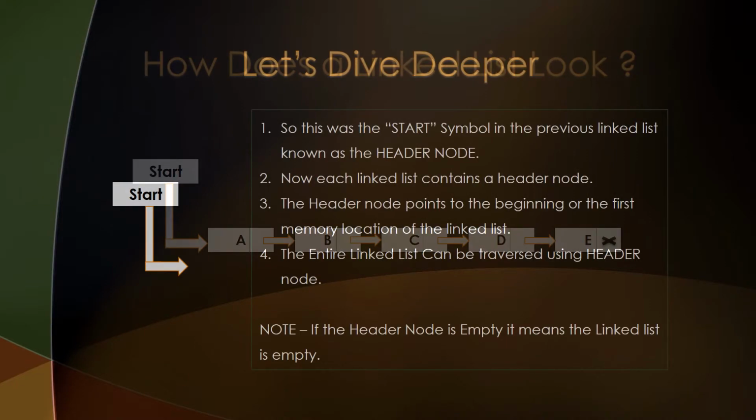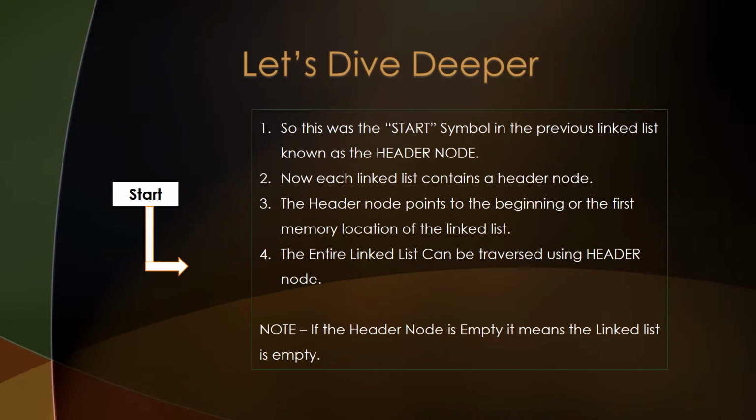So now let's begin. The first is the start or the header node. As we have seen previously in the linked list, there was a start or header node. This header node points to the first node in the linked list. Each linked list contains a header node. The header node points to the beginning of the first memory location of the linked list. And remember, the entire linked list can be traversed using the header node. Also remember, if the header node is empty, it means the linked list is empty.